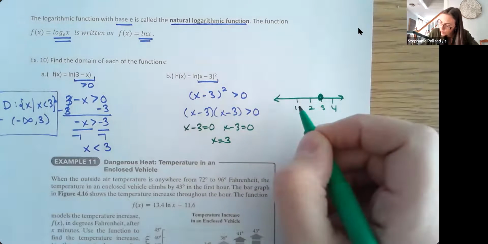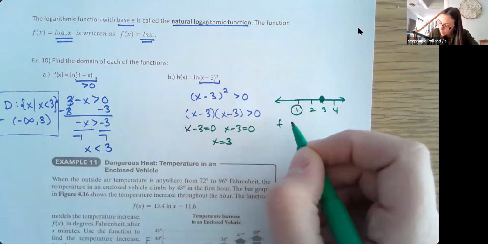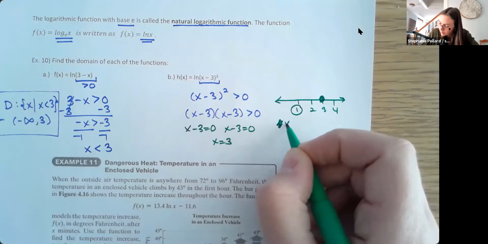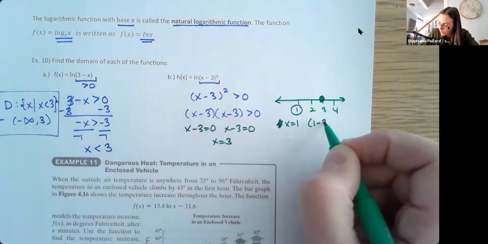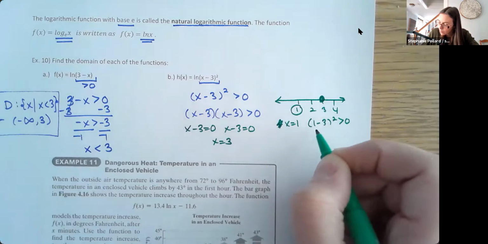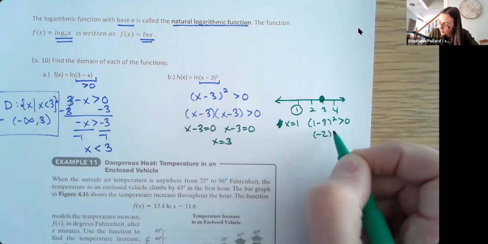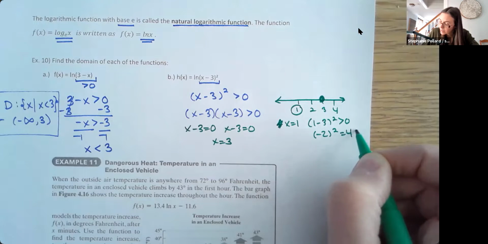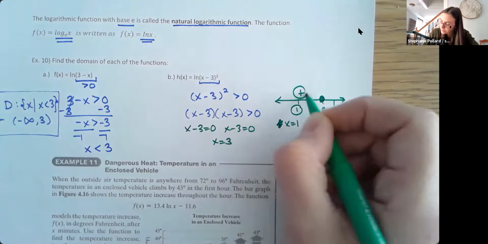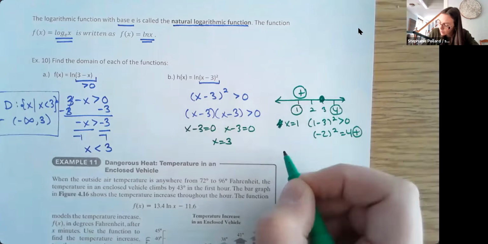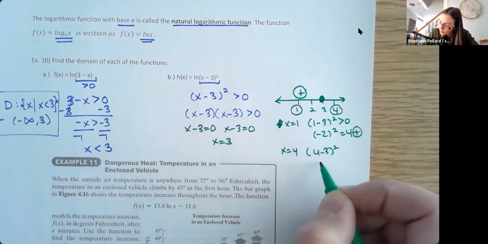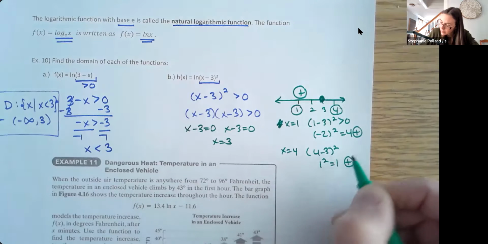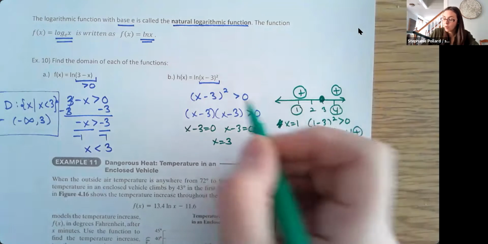So here I'm going to choose 1 for a test point. So if I plug in 1, I would have 1 minus 3 squared. Is that greater than 0? 1 minus 3 is negative 2 squared, which is 4. So yes, this is positive. So this is a good area. If I plug in 4, 4 minus 3 squared is 1 squared, which is 1, which is also positive. So this is good. I want positive, right?